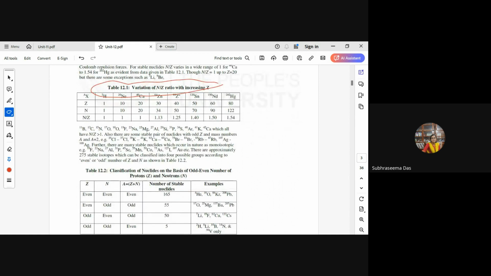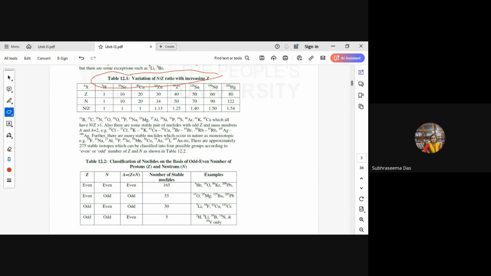Then there are also stable pairs of nuclides with odd Z and mass numbers A. There are many stable nuclides which are also monoisotopic in nature. So there are various types of such stable isotopes. They have been further classified into four possible groups, and accordingly they have been named as even or odd depending on the numbers Z and N, which is shown in figure 12.2.